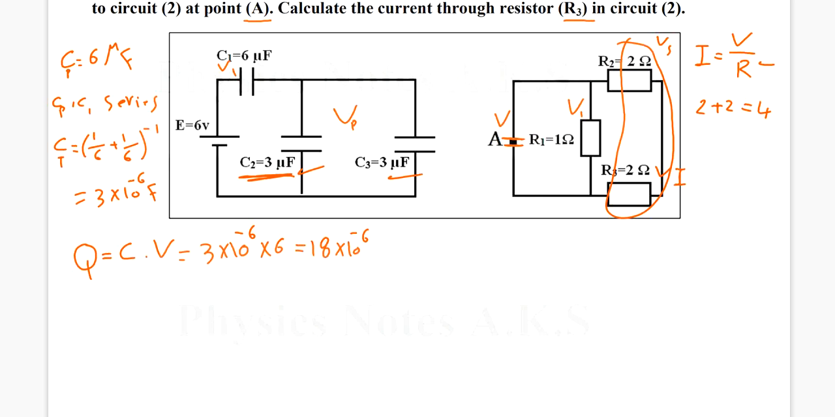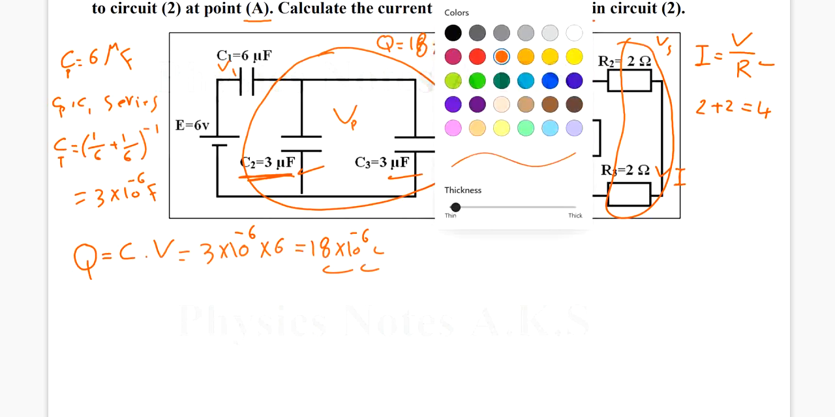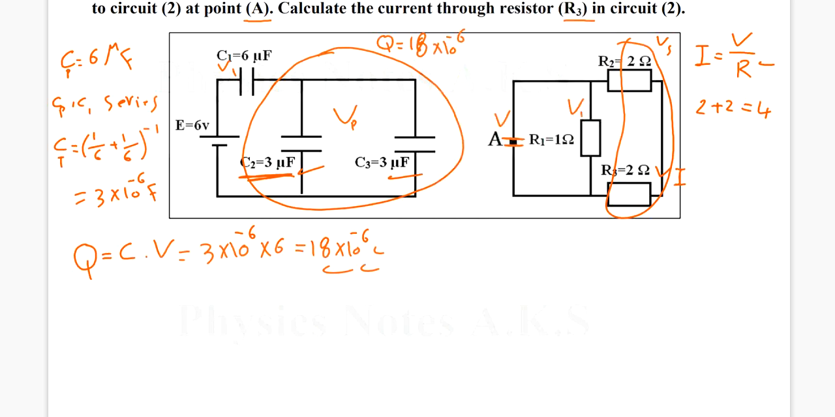Okay, this charge, guys, is going to be the total charge for the parallel combination. The charge here is 18 multiplied by 10 to the power negative 6. Why is that? Because the parallel combination is connected in series with the battery. Okay, I hope it's clear.